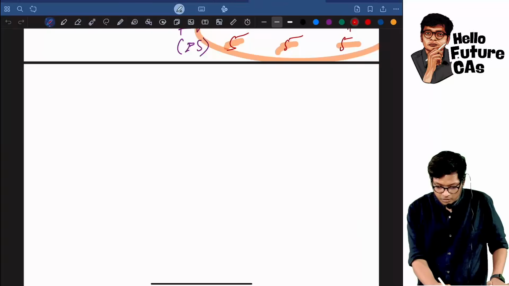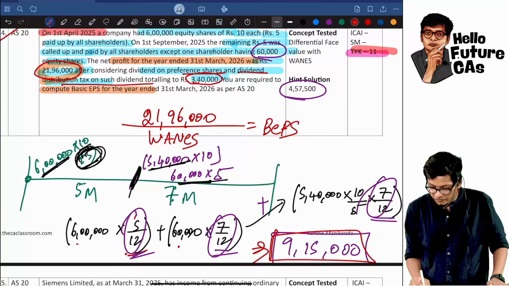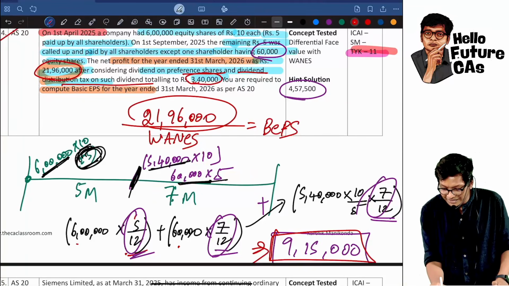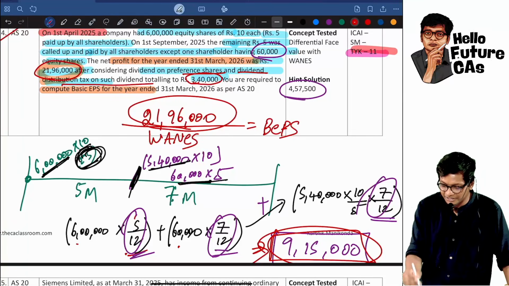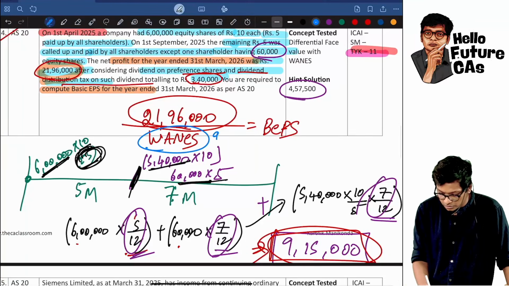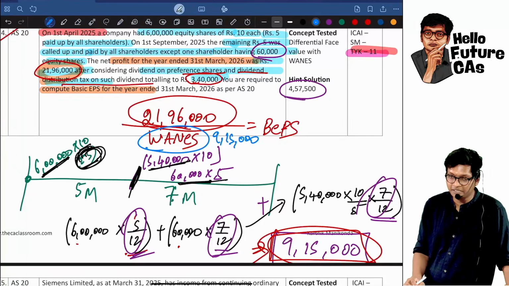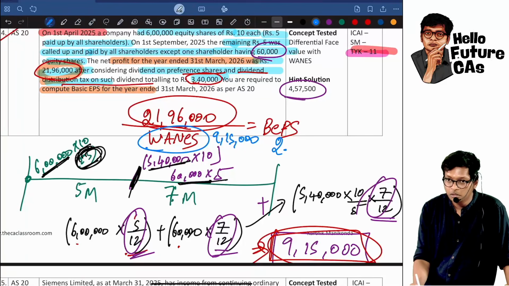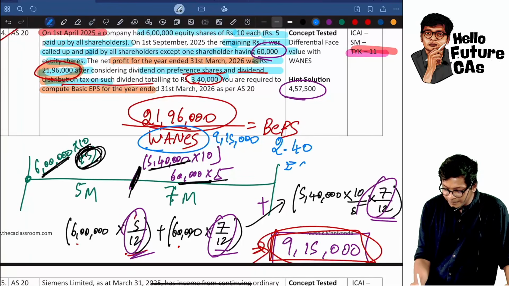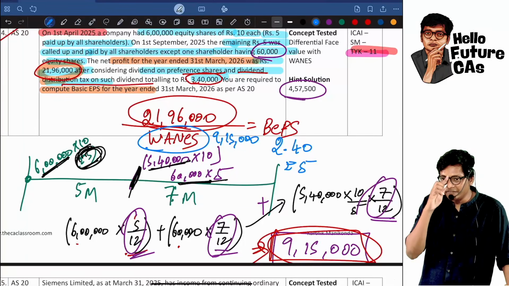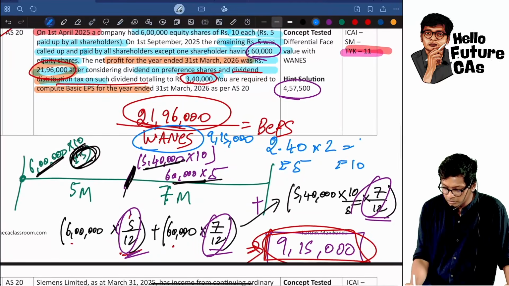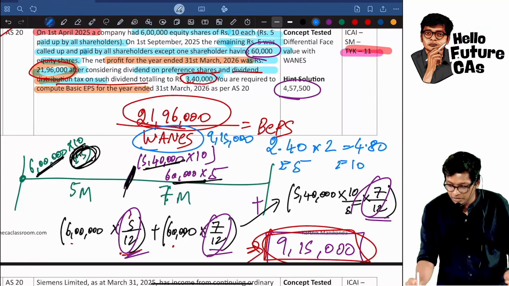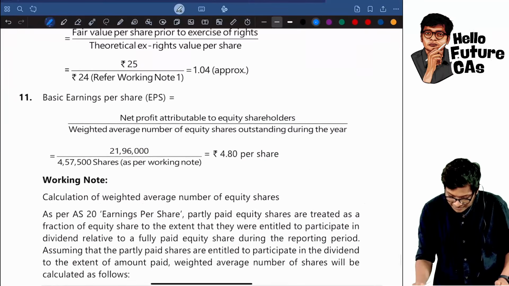So in our case, when you take 9 lakh 15, what is the EPS? 21 lakh 96,000 divided by 9 lakh 15, you will get basic EPS. How much are you getting? 2.4 is the EPS if the share price is 5. Sir, how to find if share price is 10? Just multiply into 2. How much are you getting? 4.8. That will be the answer in study mat.